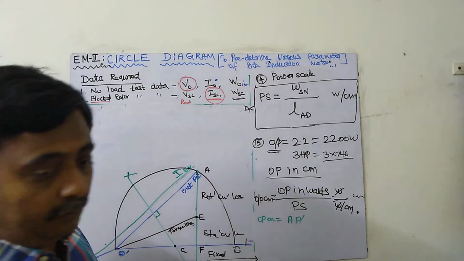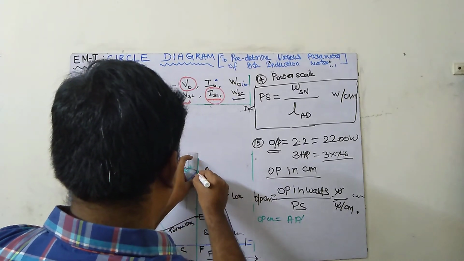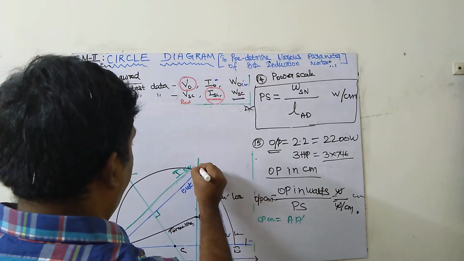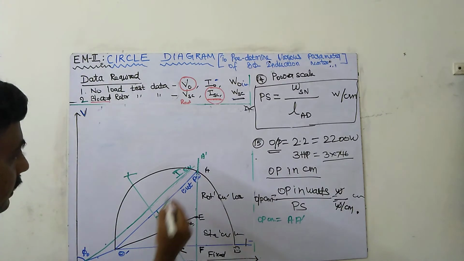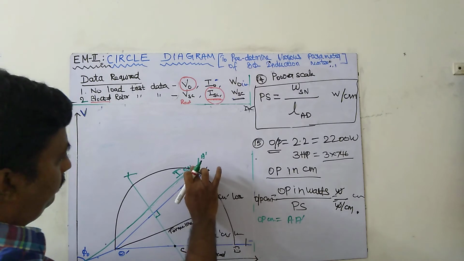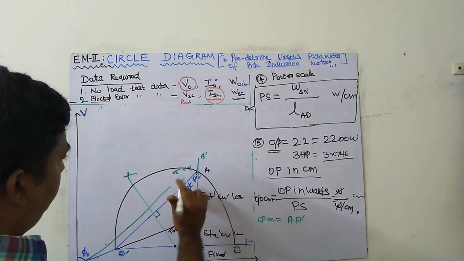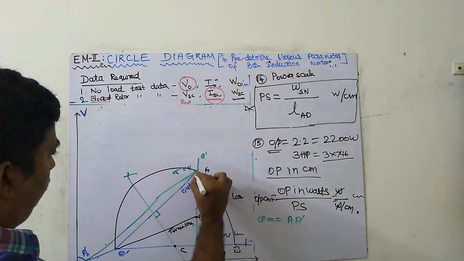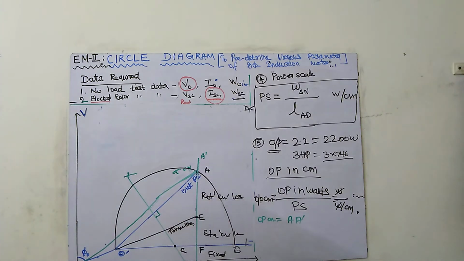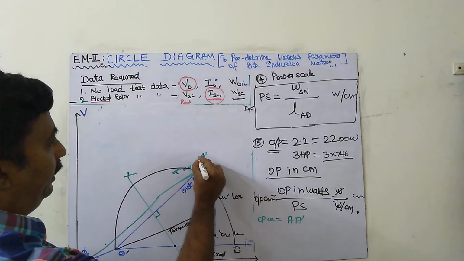I use a scale, then at least it will be somewhat neat. Okay, this is A dash. This line is called the output line. What is this? This is going like this. This will join here. This is A dash. I will go to A dash.